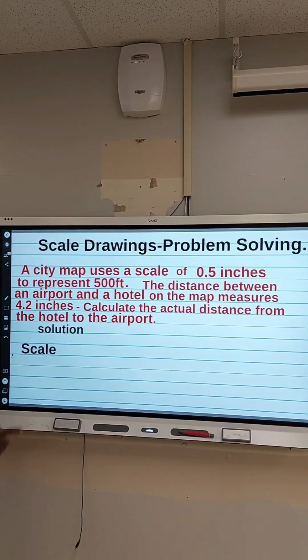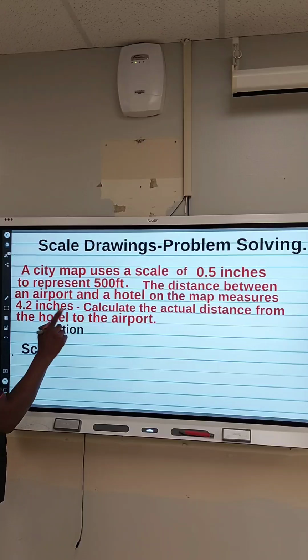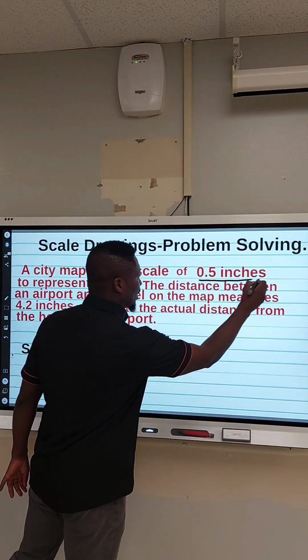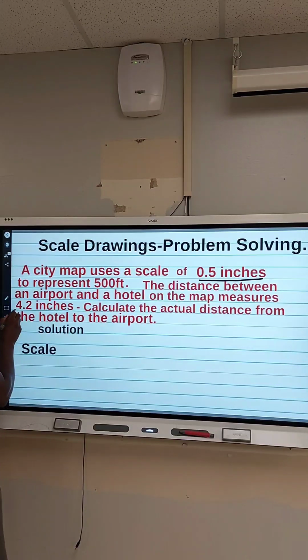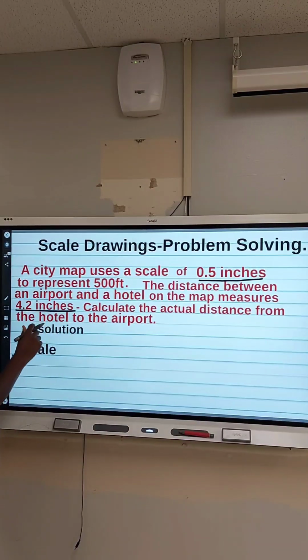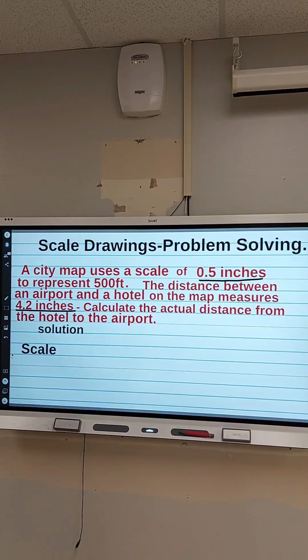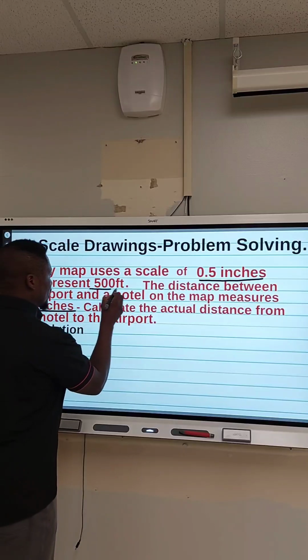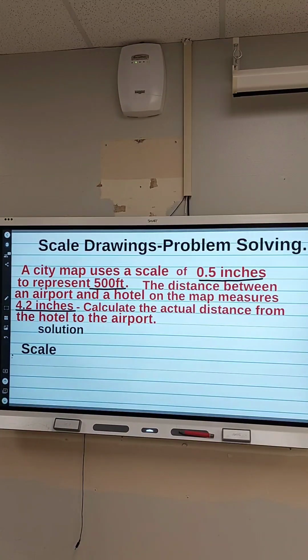Okay, so when we read any math text, the first thing is to collect the information that has been given. This is the important information that we can use to find what we need. So you underline the information that has been given. We know that 0.5 inches represents 500 feet, and that the distance measures 4.2 inches between the airport and the hotel. But what will be the actual distance on the ground?